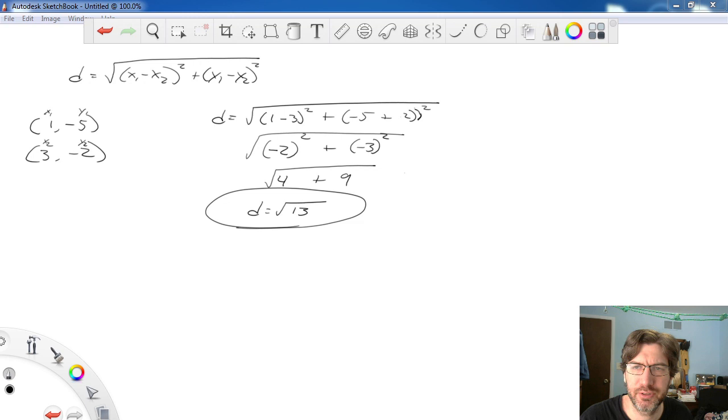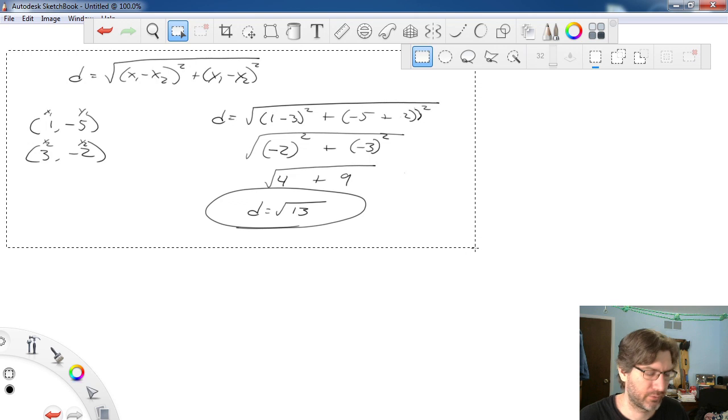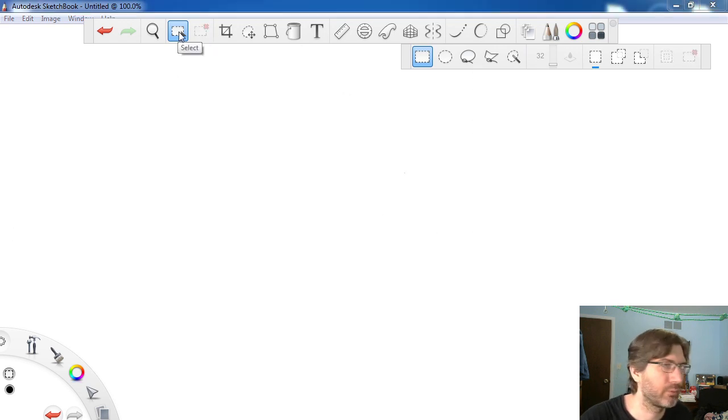The other thing it wants you to do in this chapter is find midpoints. So we'll go over the midpoint formula, which I'm just going to give you because it just kind of makes sense anyways.